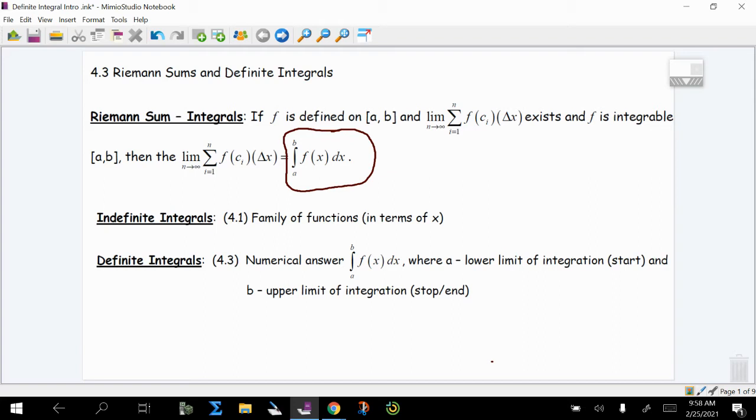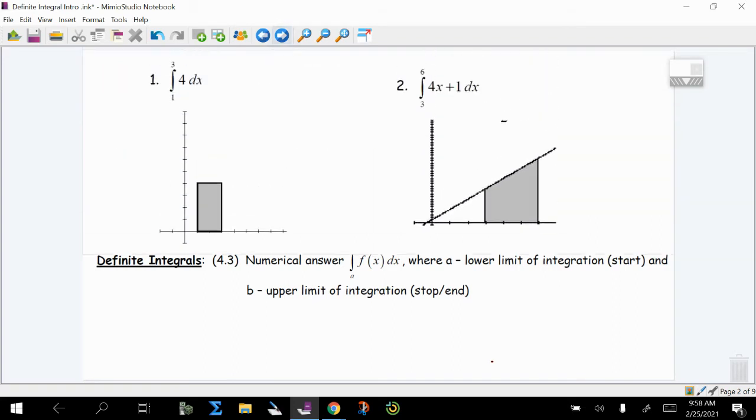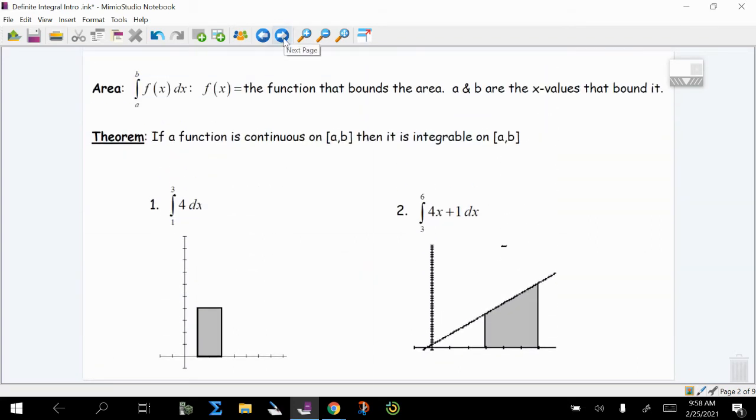A, the lower number, is your lower boundary or limit of integration, essentially where you start. And B is your upper boundary or upper limit of integration, which is where you end this slicing into rectangles. So when we talk about area, we can always represent area as a definite integral from A to B. Where do we start and where do we end? And then we have our function f of x, which bounds it on the top.